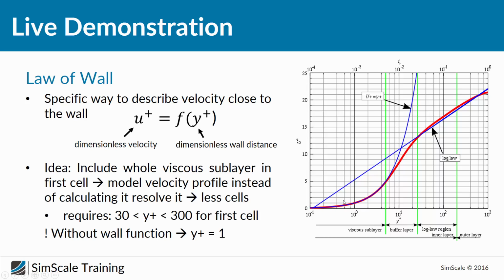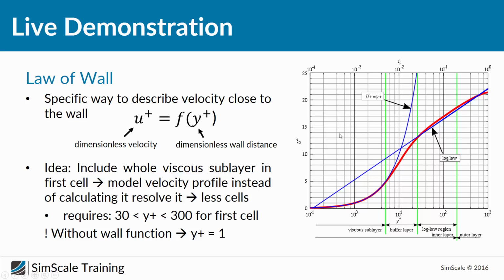And the good thing is that since in this viscous sublayer it's linear, it is not really important to have a lot of cells here. And now it's a very smart idea. This viscous sublayer can also be described by the law of the wall, which means what we can do is put the whole viscous sublayer in one cell and model the velocity profile, this profile here, instead of calculating and resolving it, which will result in fewer cells.